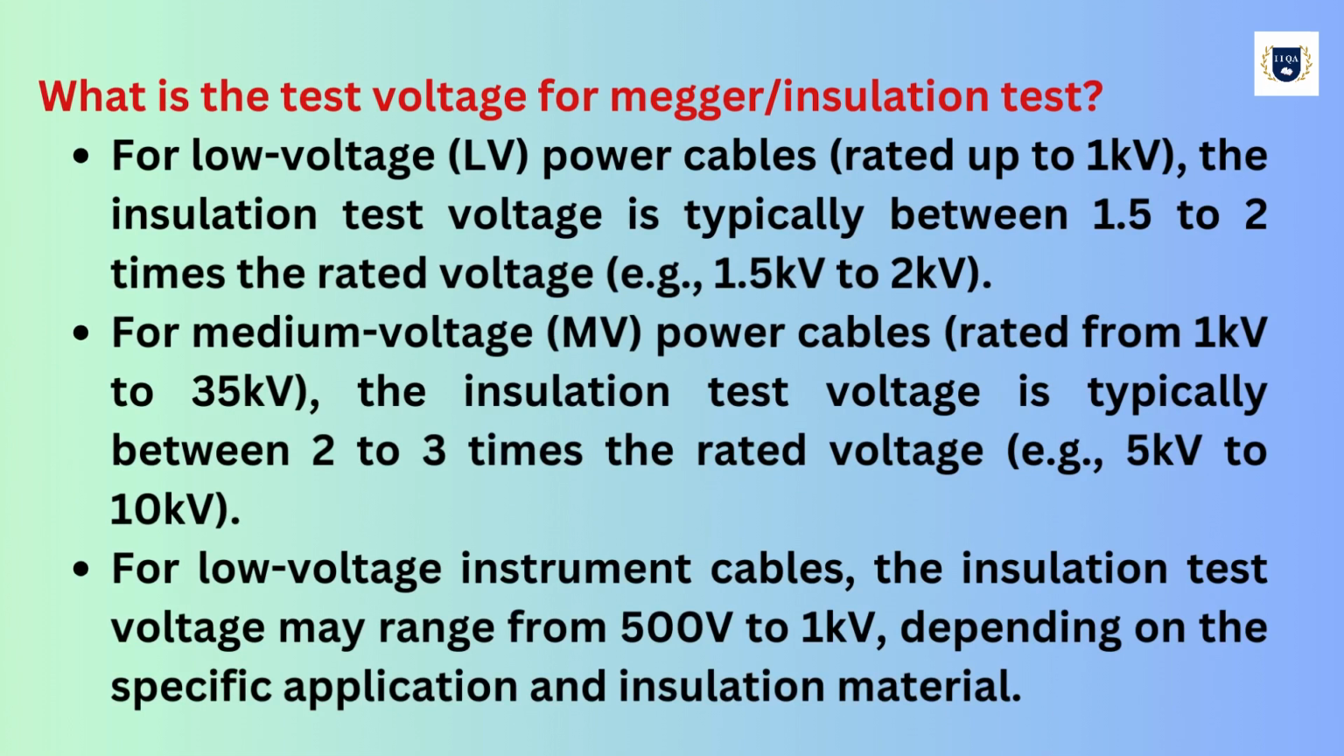For low voltage, LV, power cables, rated up to 1 kV, the insulation test voltage is typically between 1.5 to 2 times the rated voltage, example, 1.5 kV to 2 kV. For medium voltage, MV, power cables, rated from 1 kV to 35 kV, the insulation test voltage is typically between 2 to 3 times the rated voltage, example, 5 kV to 10 kV. For low voltage instrument cables, the insulation test voltage may range from 500 V to 1 kV, depending on the specific application and insulation material.